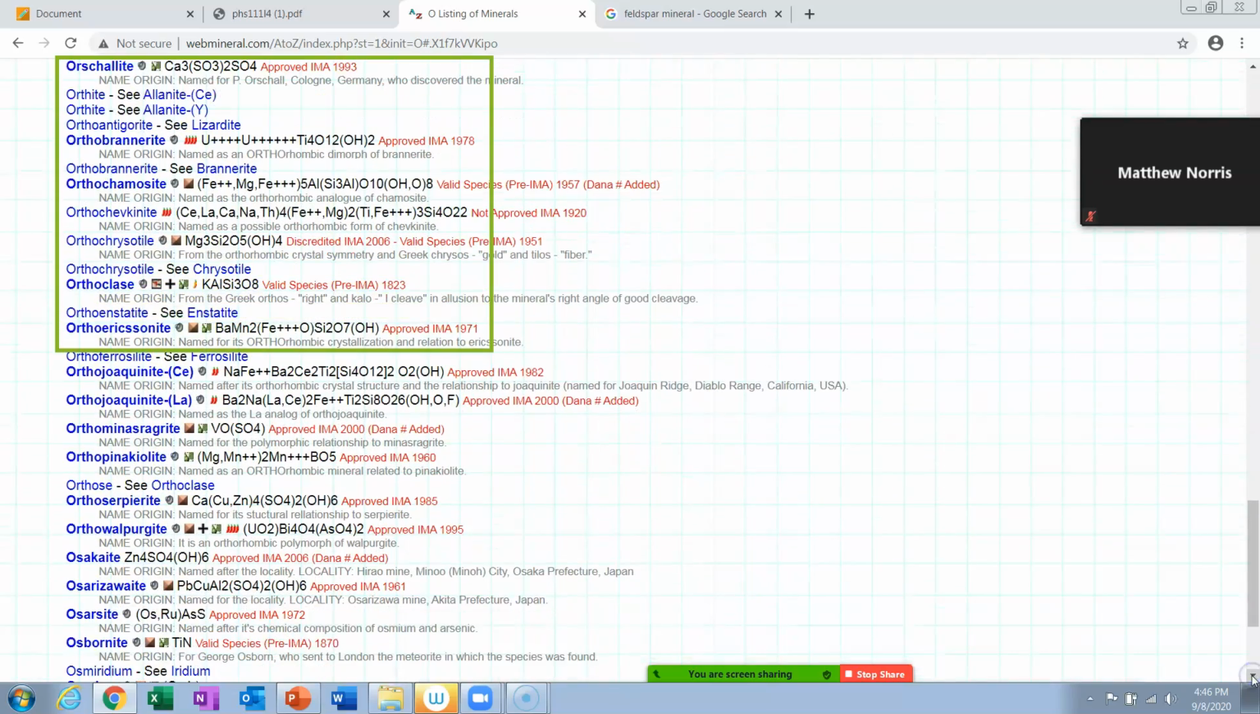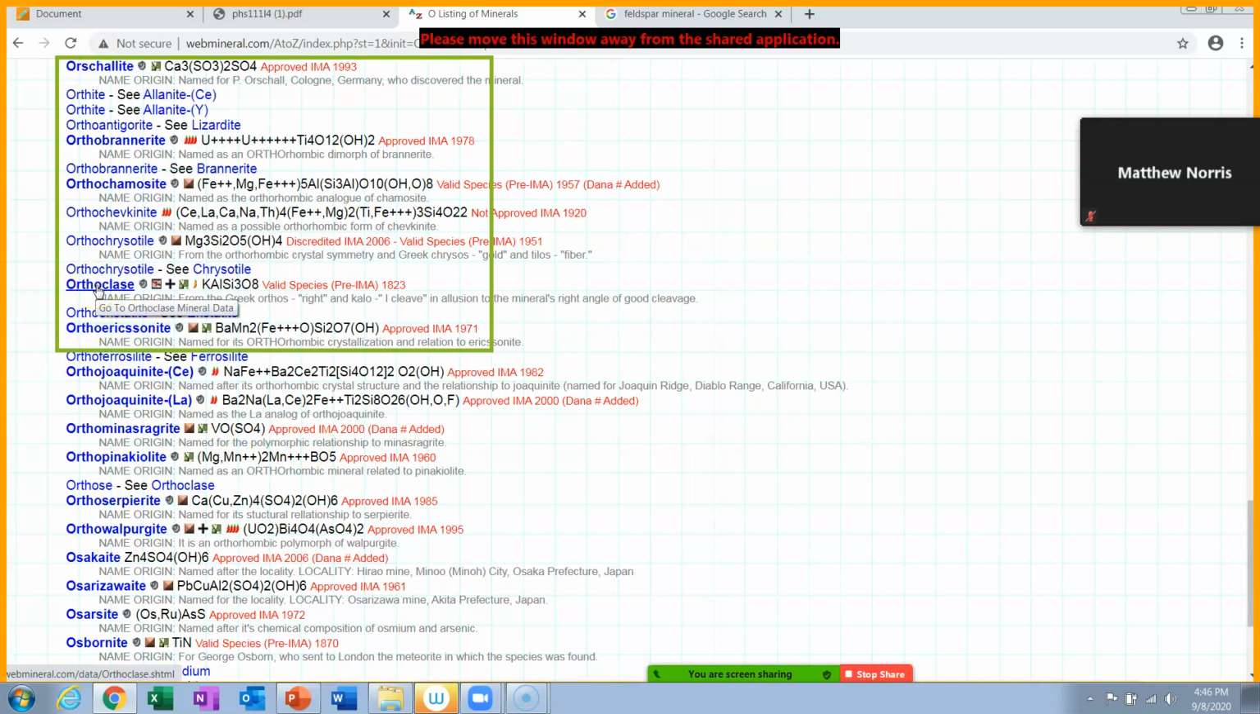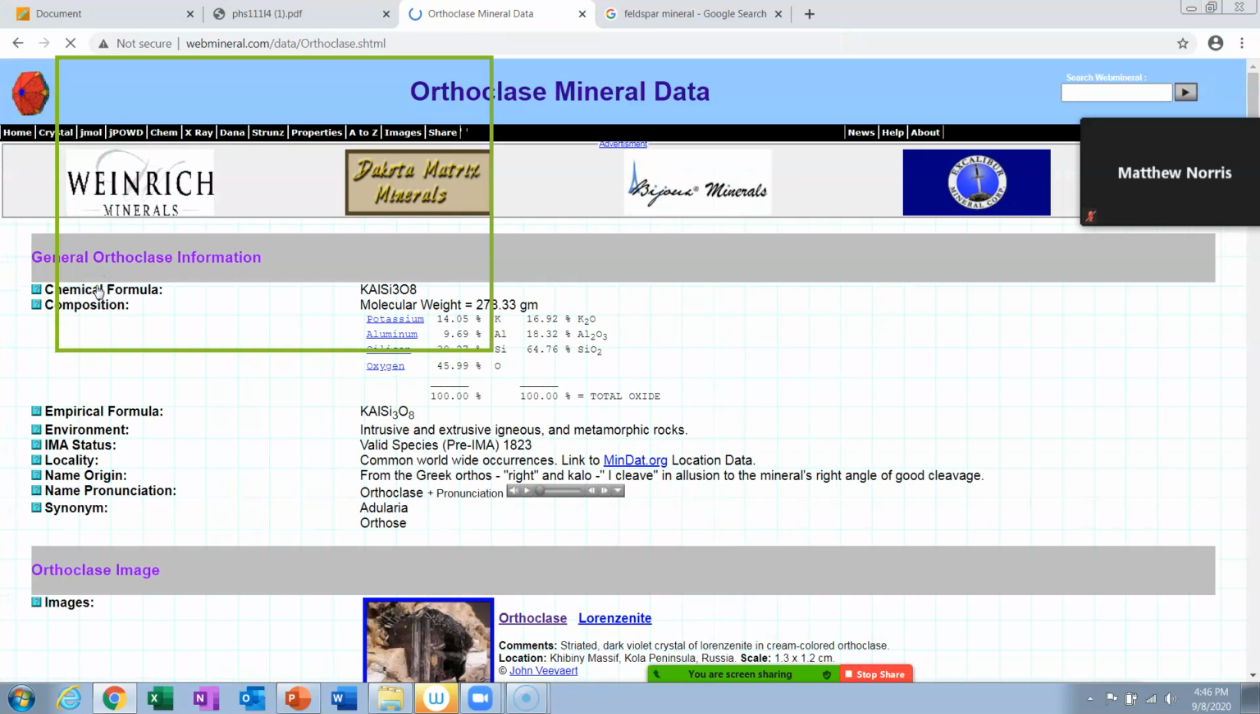There it is. Orthoclase right there. Or any of the other feldspars that you want to find. I just did a Google search, and I knew that we had seen orthoclase before. So let's click on that and see what we get.